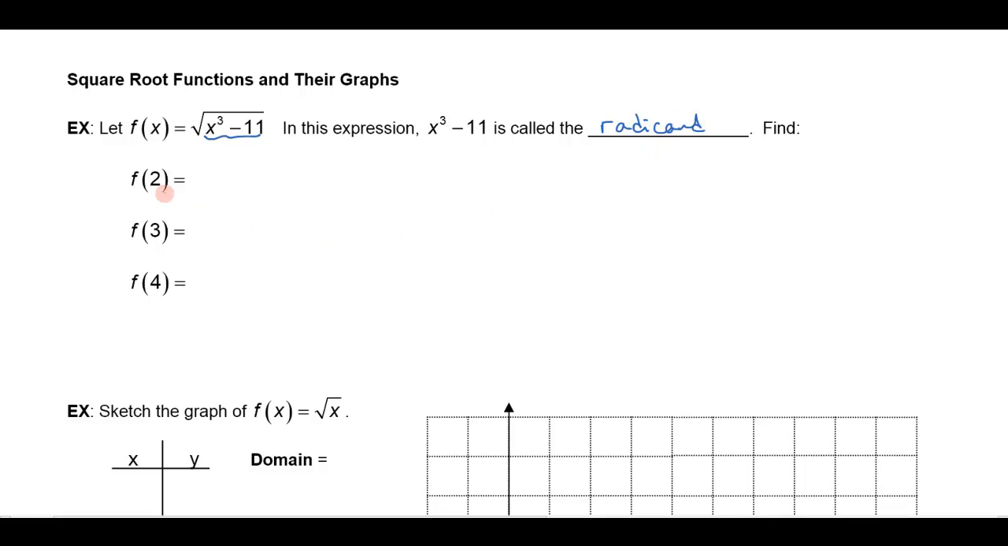Alright, so if I'm asked to find f of 2, that of course means that the 2 is going to replace the x up here. So that would be the square root of 2 cubed minus 11. So that'd be the square root of 8, 2 times 2 times 2 is 8, minus 11. That gives me the square root of negative 3, which is not a real number.